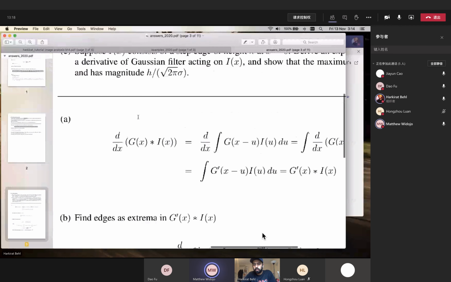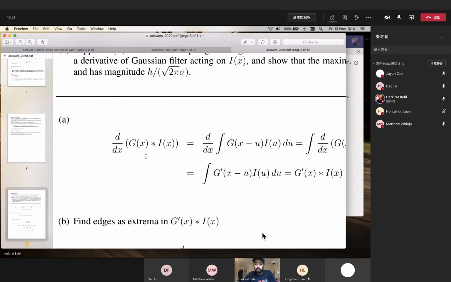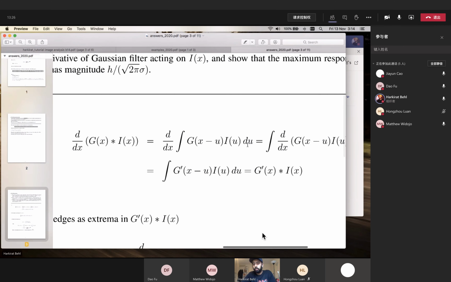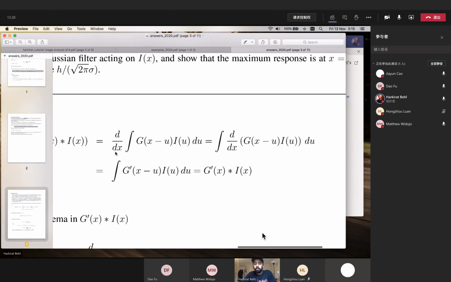So this is the form for writing the convolution: an integral of g(x minus u) I(u) du. Now we are saying that you can take the derivative inside the integral. This is a property you should remember, but if you forget, how do you confirm it? An integral can always be thought of as a sum, a plus b plus c plus d, and the derivative of a summation is equal to the summation of the derivatives. So you can take the derivative of all the individual terms and then take the summation.